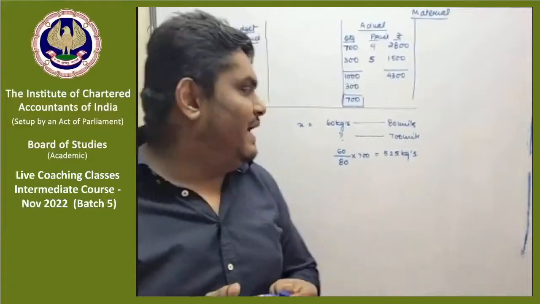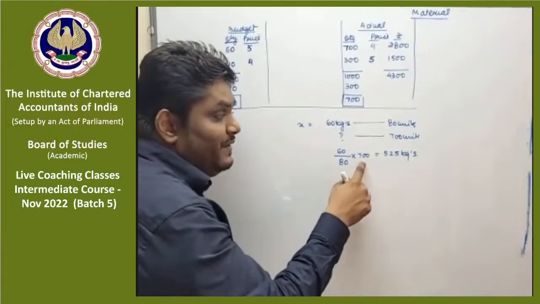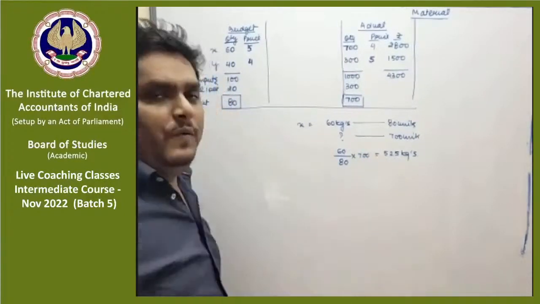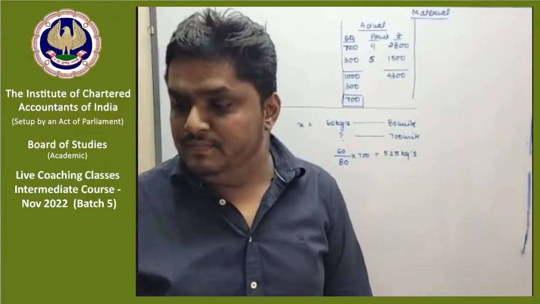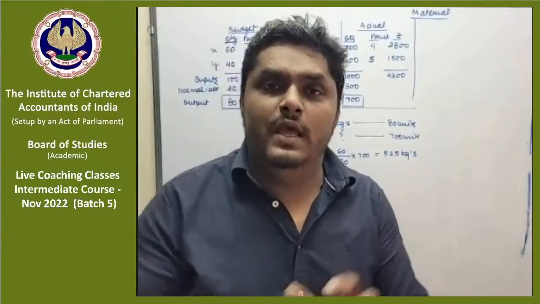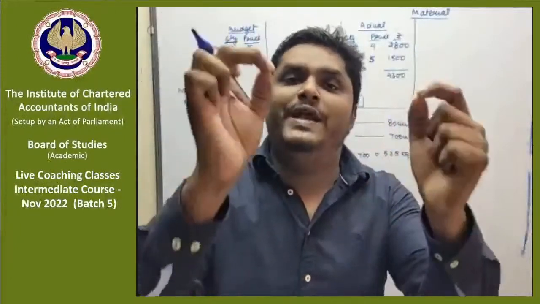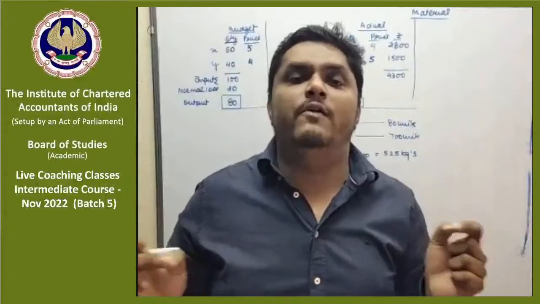So very simple, guys. For 60 units, 80 output. So for 700 output, how much? 525 kgs. So in short, what it means that for manufacturing these 700 units, 525 kgs of X should have been used.